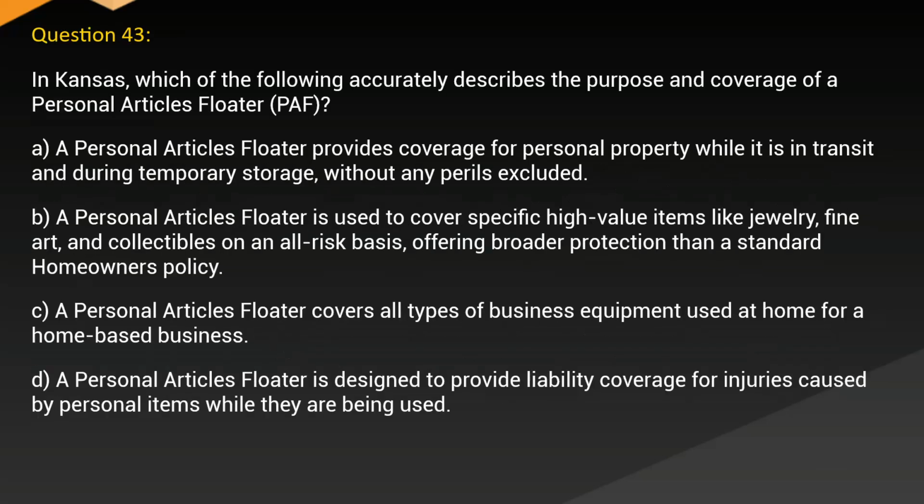Question 43. In Kansas, which of the following accurately describes the purpose and coverage of a personal articles floater (PAF)? A. A personal articles floater provides coverage for personal property while it is in transit and during temporary storage, without any perils excluded. B. A personal articles floater is used to cover specific high-value items like jewelry, fine art, and collectibles on an all-risk basis, offering broader protection than a standard homeowner's policy. C. A personal articles floater covers all types of business equipment used at home for a home-based business. D. A personal articles floater is designed to provide liability coverage for injuries caused by personal items while they are being used.